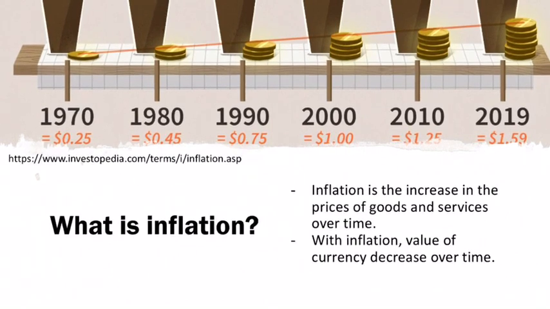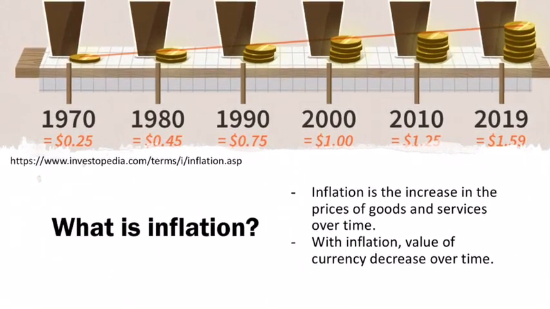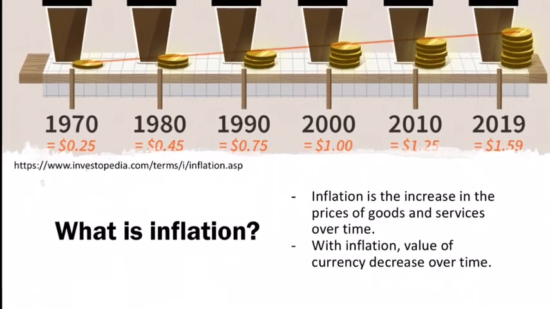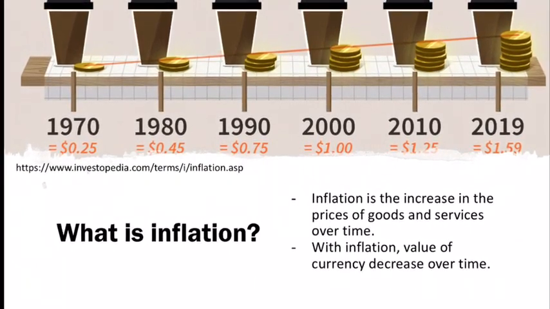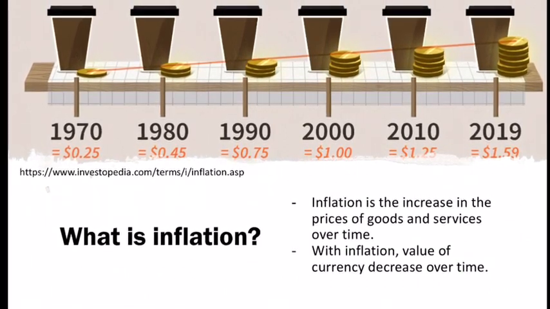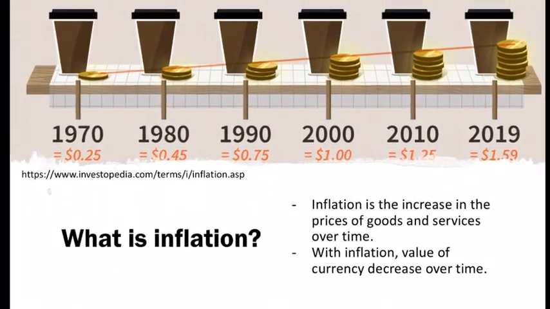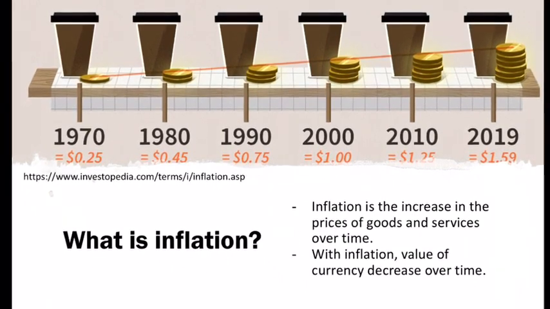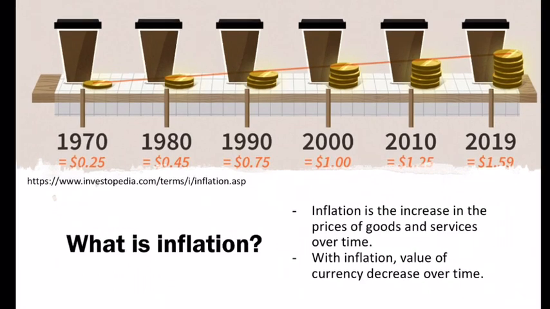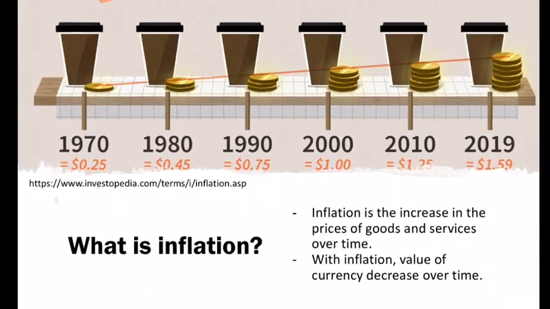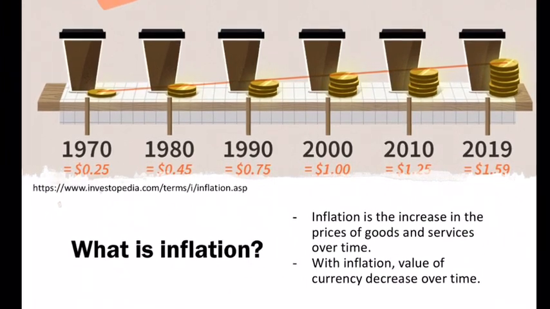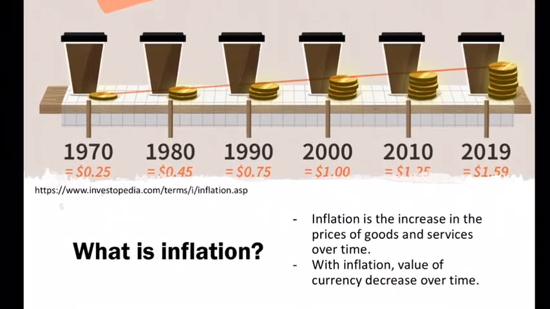Let's look at an example. The example is the change in price of a cup of coffee over time. So first we look at the price of coffee in the year 1970. We see that the price is just 0.25, right? But 10 years later, in 1980, the price increased to 0.45.